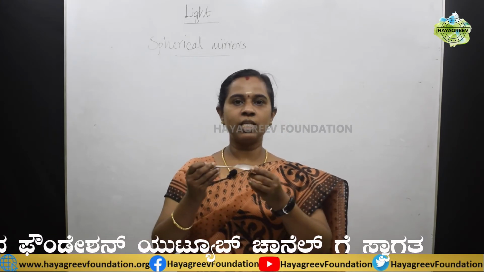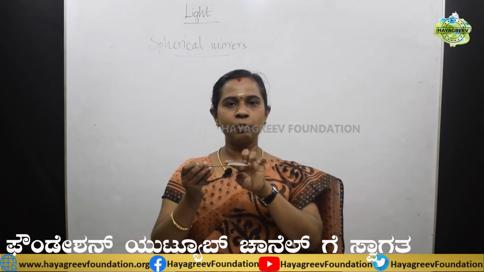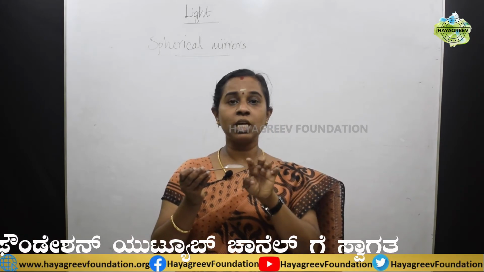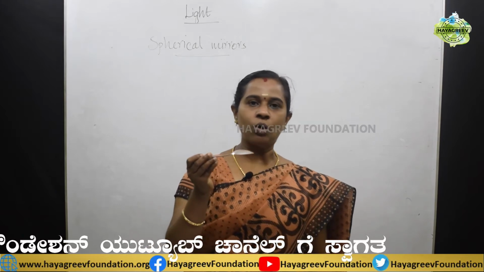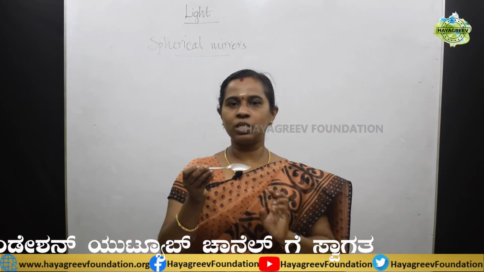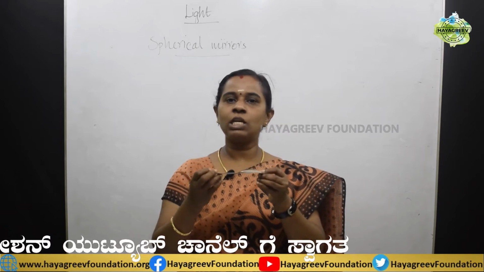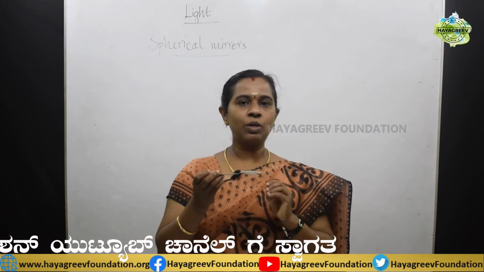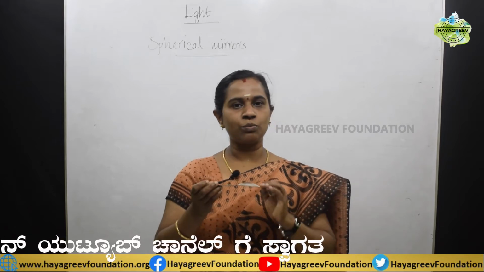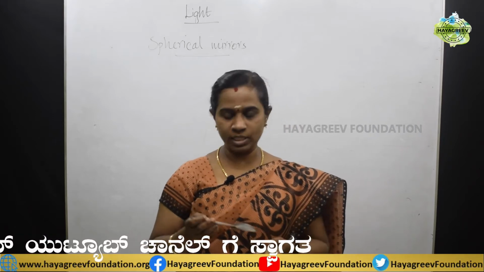Taking the spherical mirror vertically, when the curved surface is outward, it is called a convex mirror. So there are two types of spherical mirrors. One is the concave mirror, another one is the convex mirror. We have to learn about these two types, concave and convex mirror.